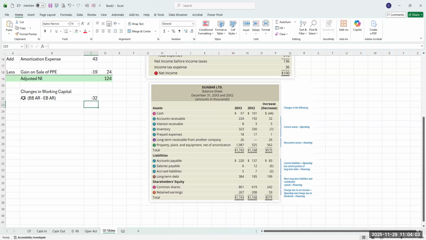Because of the increase in the accounts receivable balance, we missed the opportunity to collect our sales for the period. And our accounts receivable increased by $32. That means we didn't collect $32. That's a reduction in our cash of $32. Let's go with the next one. Interest receivable.